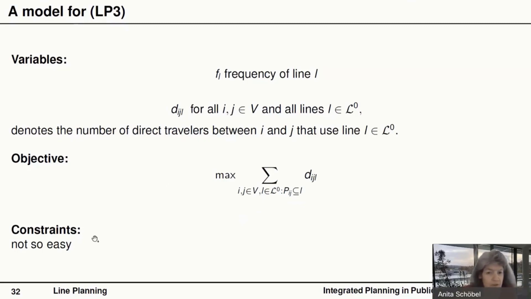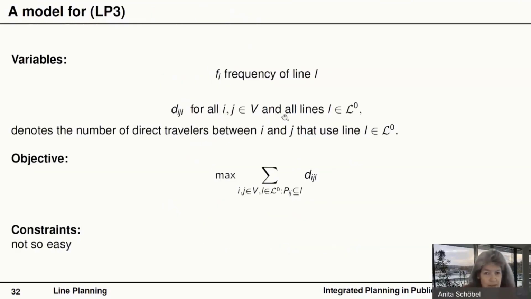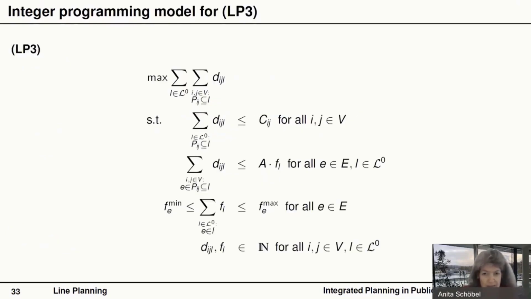The constraints are not so easy because it's easy to write down what I understand what DIJL should be, but it has to be something that comes out of our program. So we have to find a mathematical program and constraints that really compute the DIJL in such a way that they fit to what I want to have from them, that they in the end count the number of direct travelers between I and J that use the line L. But this can be done, and it's due to Busiek, who first established this model.